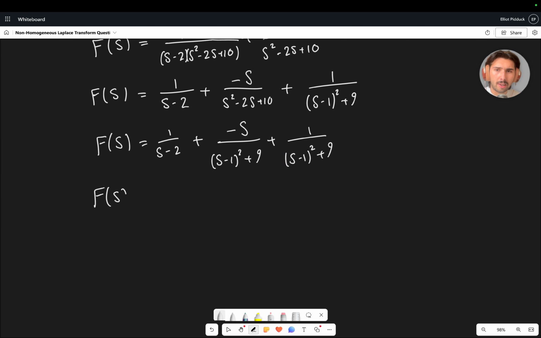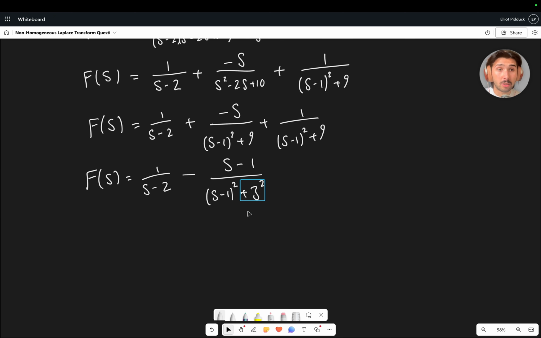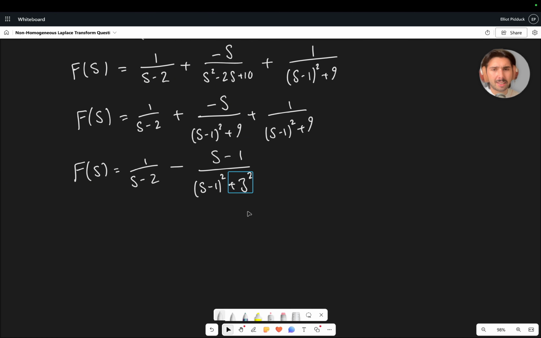So what we have is, again, 1 over s minus 2. We can just ignore that because that's pretty easy. But then what we've got, and I'm going to write it like this, I'm going to factor the minus out, and then I'm going to combine these two terms into one fraction. So I'm going to go s minus 1 over s minus 1 squared, and I'm also going to turn the number 9 into a 3 squared, and you'll see why it's a bit nicer to do that. Hopefully this makes sense. Again, it's all just algebra so far, but this is the clever bit, guys.